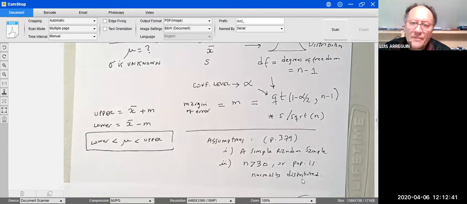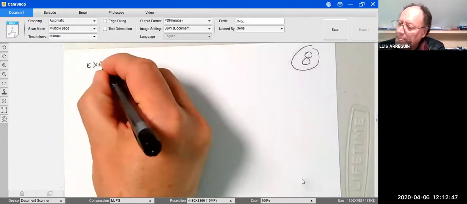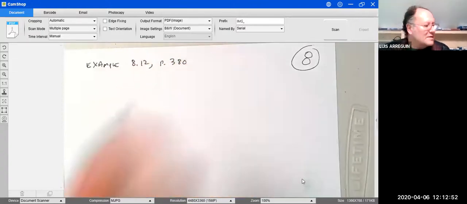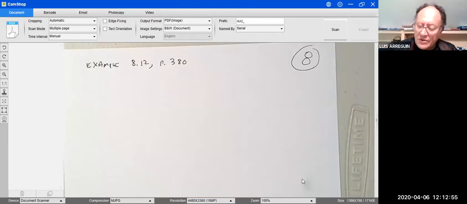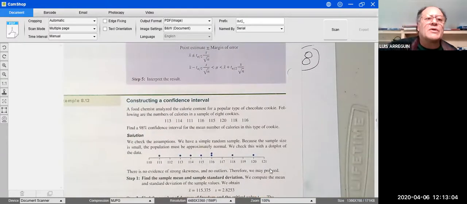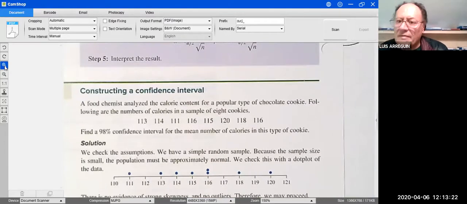So this is example 8.12 on page 380. It's about chocolate cookies. So let's project the problem first. Remember, we need to read the problem carefully, because sometimes I'm going to give you problems that you cannot solve. You just need to say, I cannot use my sampling distribution because I don't have enough information. So I have this problem.